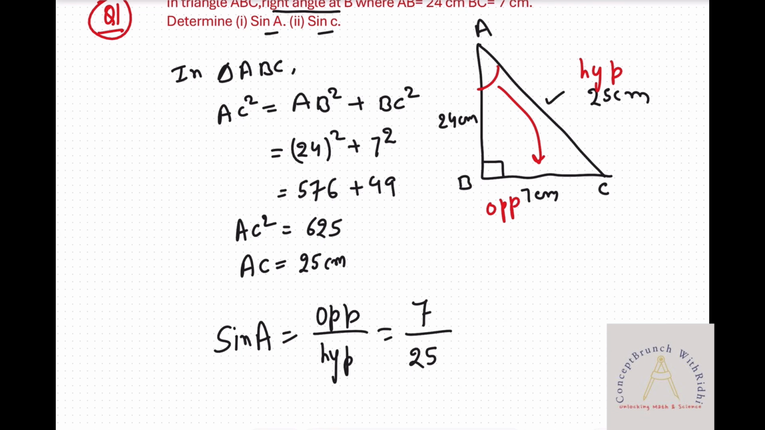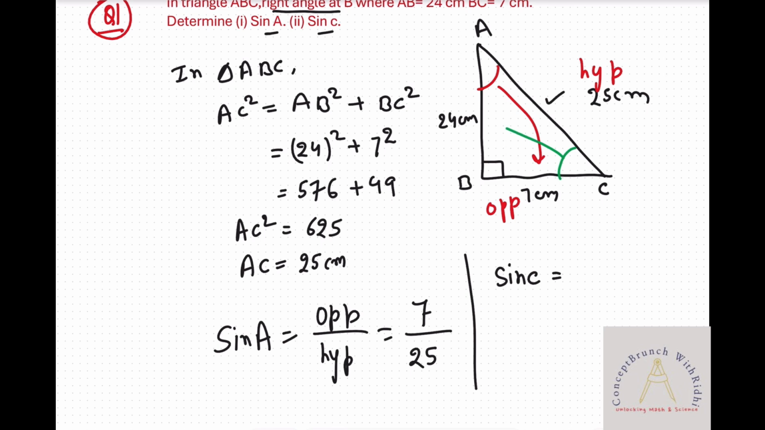Next, we have to find out sine C. For sine C, I'll change the color of the pen. This angle we have to find, correct? According to this, this is your opposite and this is the hypotenuse. See, opposite is changing. I told you before, it depends on which angle we are considering. So sine C will again be opposite divided by hypotenuse. Opposite is 24, so 24 divided by 25 is the answer for this question.